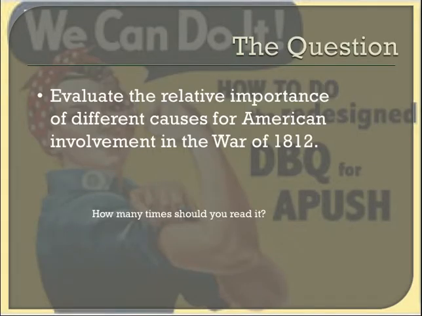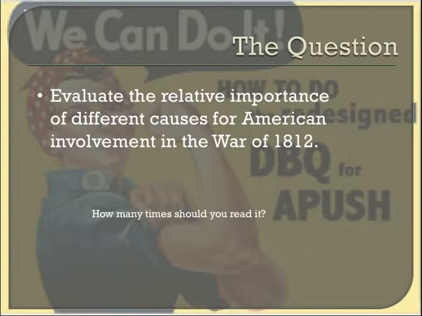Okay, so let's look at a question. Let's assume you get a prompt and the question says, evaluate the relative importance of different causes for American involvement in the War of 1812. So you should be able to identify that first, this is a causation essay because it explicitly uses the word causes. Had it used the word effects, that should also indicate to you that it's a causation essay. You should read this question 3 times, and once you've read it 3 times, you should do some sort of brainstorming.